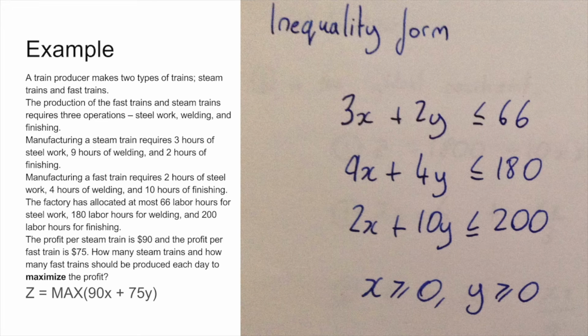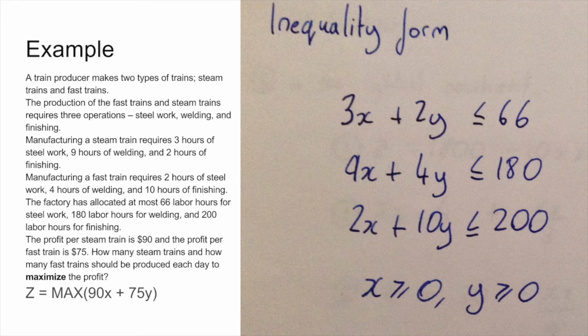The factory has allocated at most 66 labour hours for steelwork, 180 labour hours for welding, and 200 labour hours for finishing. The profit per steam train is $90, and the profit for fast train is $75. How many steam trains and how many fast trains should be produced each day to maximise the profit?